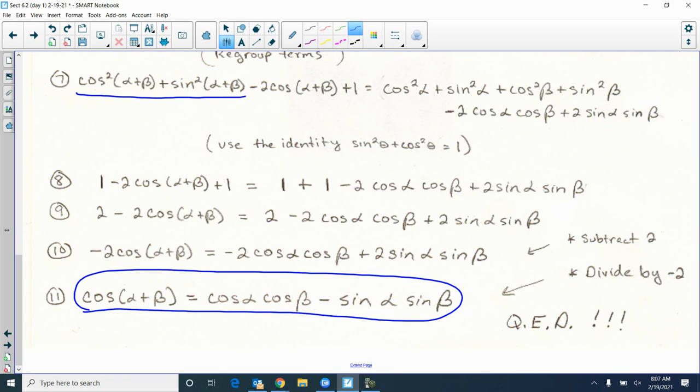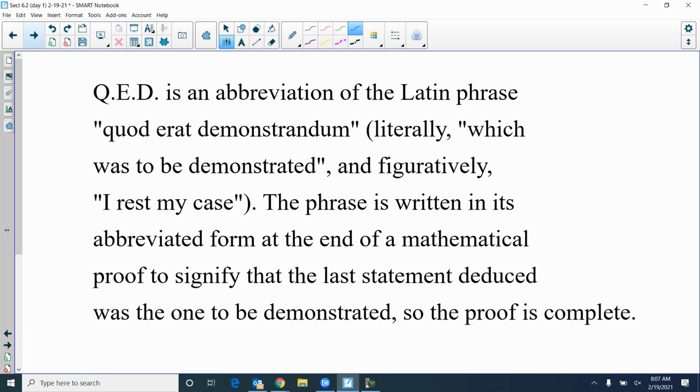Wendy, you know what that means, don't you? Oh, you have to ask Holly. That's an abbreviation of a Latin phrase, quod erat demonstrandum. Literally, which was to be demonstrated, and figuratively, which means I rest my case. All the big mathematicians put it at the end of their proofs, so you can put it at the end of your proofs too. It's an abbreviated form at the end of a mathematical proof to signify that you are done, basically.